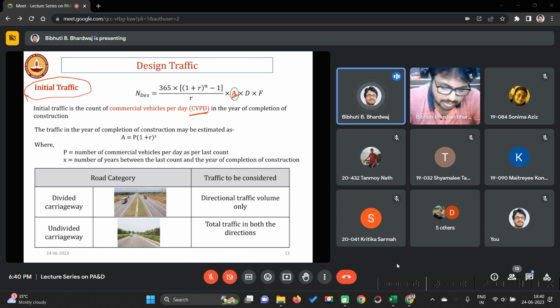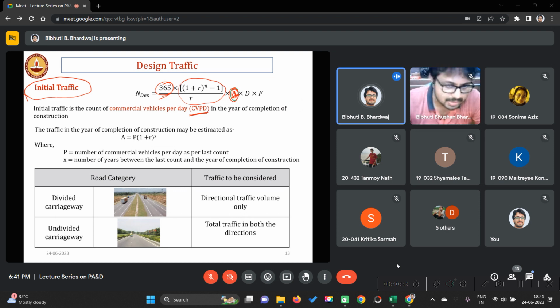Since you are multiplying by 365, that means you are converting to per year. So it has to be in per day, and you will be converting to per year. Then for 15 years, using this, you are predicting. But anyway, let's stick to this A, that is initial traffic.